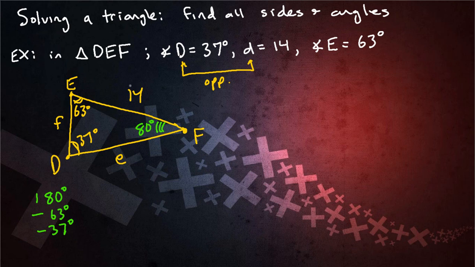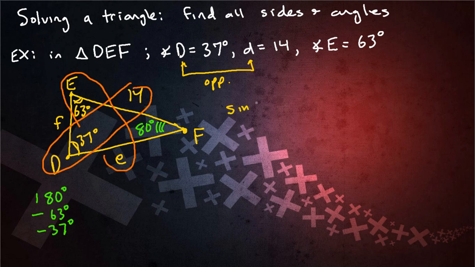So I'm going to do this pair, they're opposite, and I'll do this pair. I'll try not to cover that up. And hopefully that'll give me little e. I could do the f's first. It doesn't matter. I just need to make sure I get everything. So I have sine of 37 divided by 14 equals sine of 63 over little e.